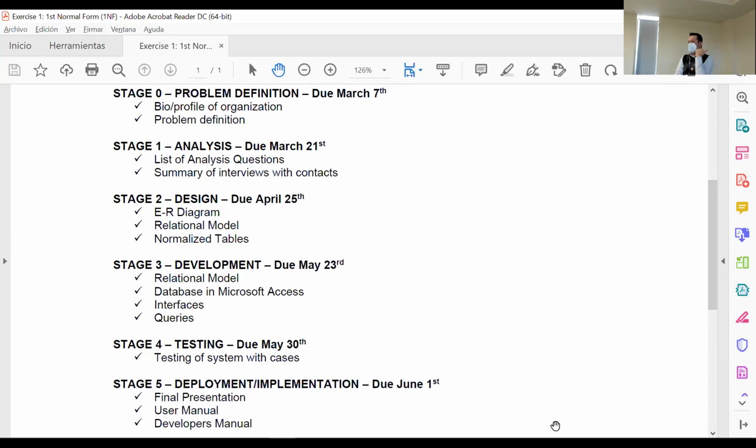Now, what do you have to turn in? This is actually very simple, this deliverable. It can be 2 pages. 1 page that has a brief description of the organization, and the next page, a brief description of the problem definition, okay? And the problem definition, again, we're going to see an example today as to how you can structure the problem definition, okay? That's due on March 7th. There's going to be a deliverable there for that stage.